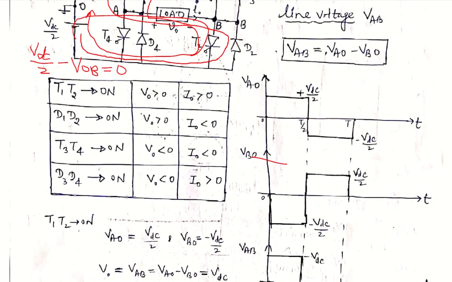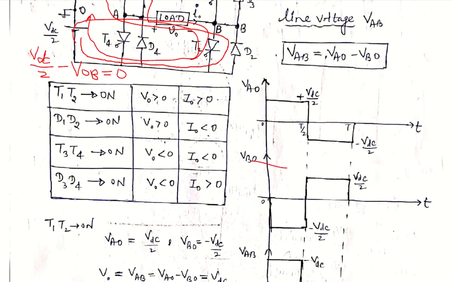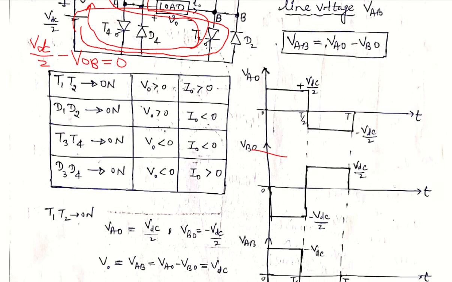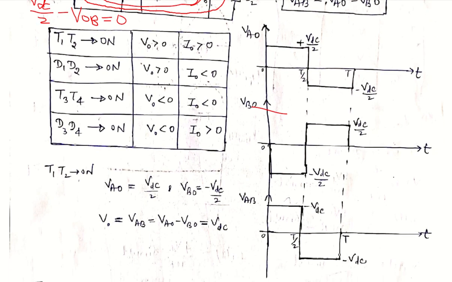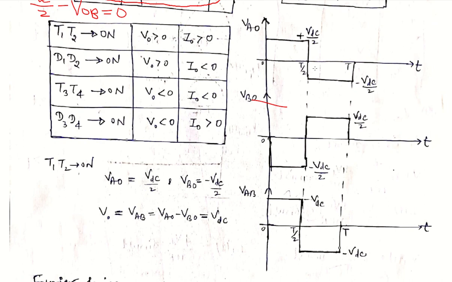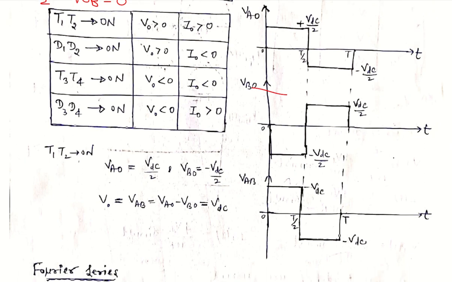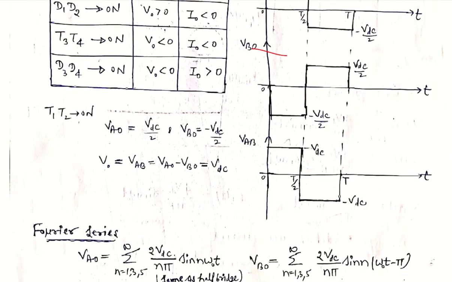As above, we will see that the line voltage can be obtained by subtracting these two pole voltages. If we subtract these pole voltages, for 0 to T by 2 it is plus VDC by 2 and minus VDC by 2. If we subtract both, VDC by 2 minus minus VDC by 2, it equals VDC for 0 to T by 2. And similarly, if we subtract this minus VDC by 2 from this plus VDC by 2, it will be equal to minus VDC. So this is the line voltage for this full bridge topology.